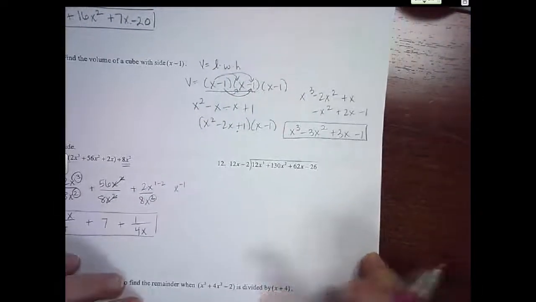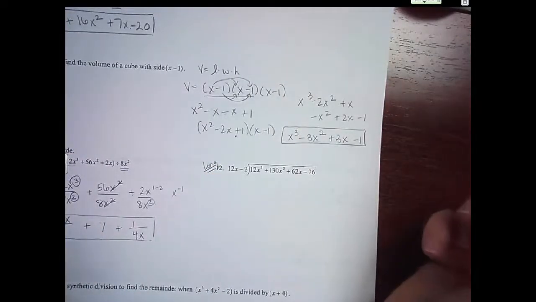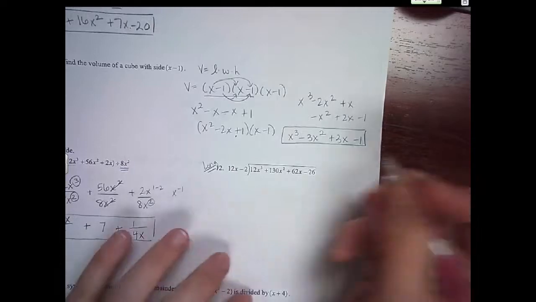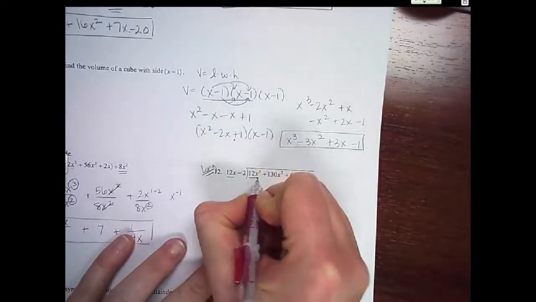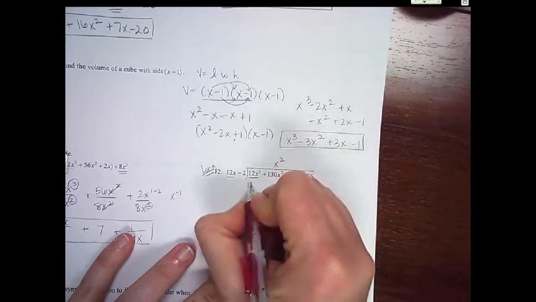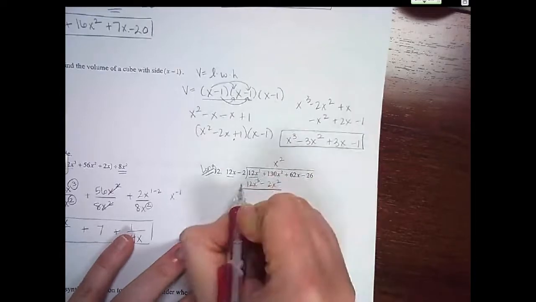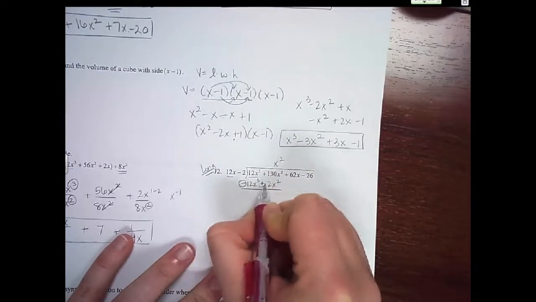Number 12, long division. So you have to solve this by long division. And the one on the test, you have to solve by long division. So let's start here. What times 12x gives me 12x cubed? Would be x squared, and then I multiply. So I get 12x to the third minus 2x squared. Subtract. So this becomes minus, this becomes plus.